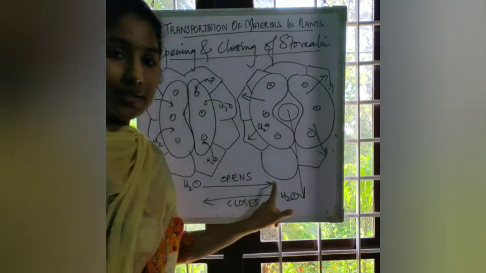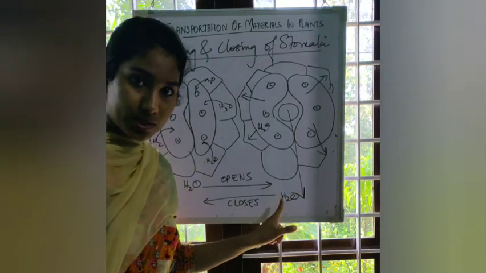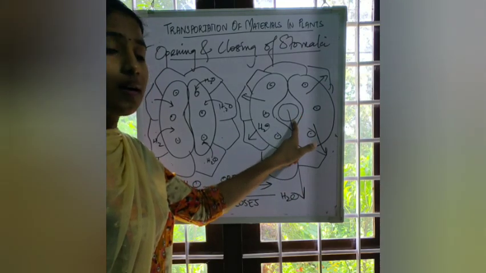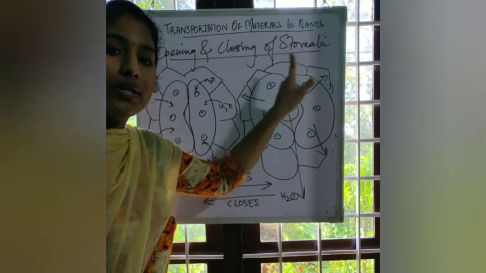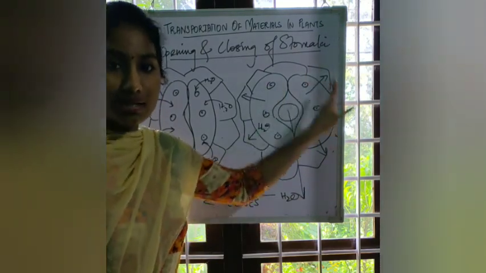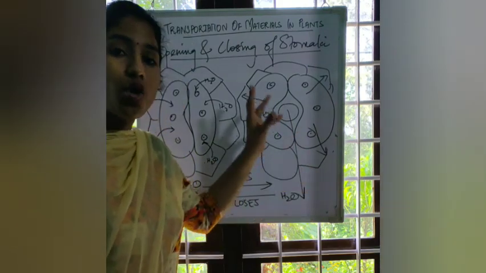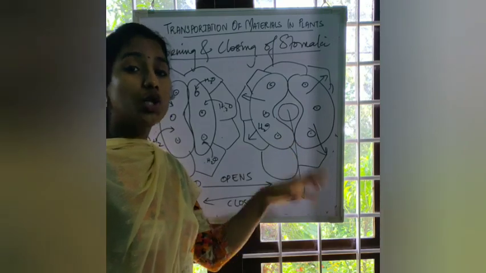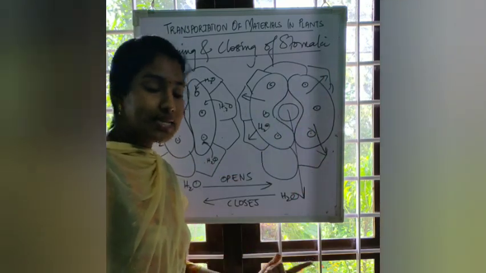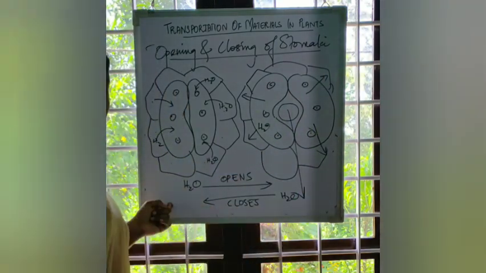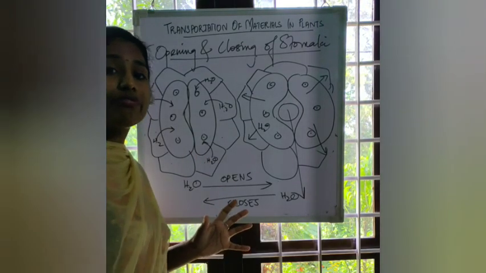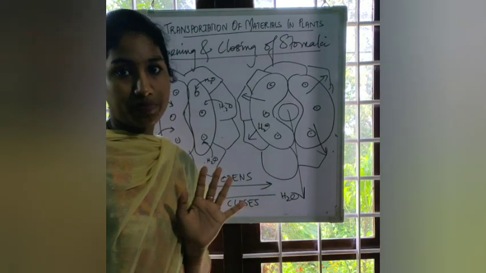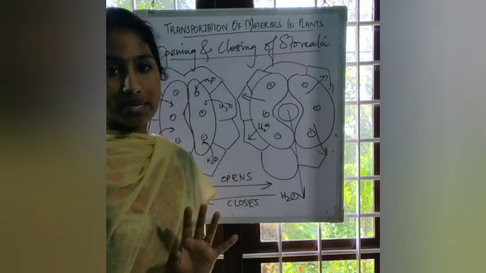So when water enters into the guard cells from the surrounding subsidiary cells, the guard cells swell up, exposing the stomatal aperture. Now it is in an open state. The stomata is said to be open. When the guard cells of the stomata lose water to the surrounding cells, they close and they shrink. They become flaccid, and we call the state as closed. This is how the stomata opens and closes.